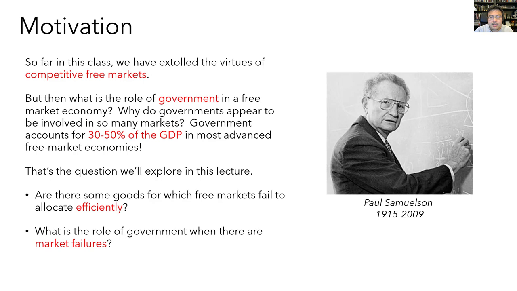So what's the role of governments in free market economies then? Because if you ask any economist, no economist would advocate for completely dissolving the government and eliminating all taxes, even though we say that taxes lead to deadweight loss. So there must be something about the government that people find valuable that somehow free markets can't provide. And in fact, if you look at the data, you would see that government actually accounts for between 30 to 50% of the total economic output in most advanced market economies, including the United States.